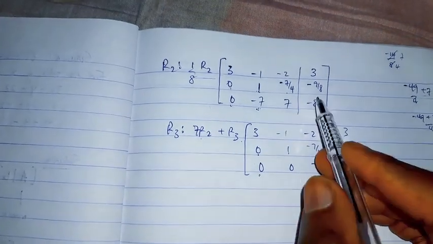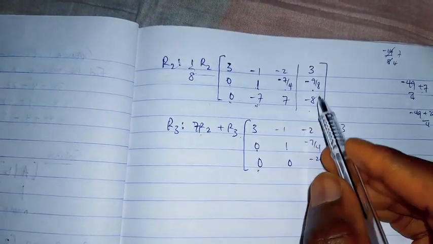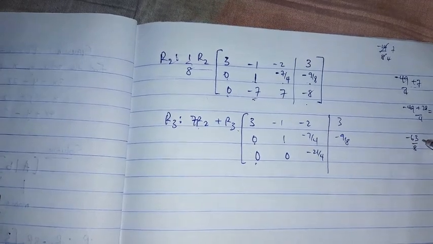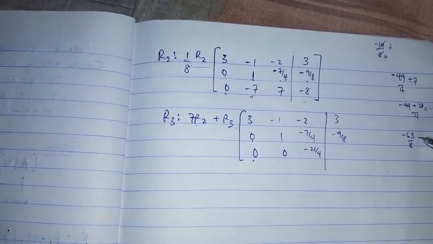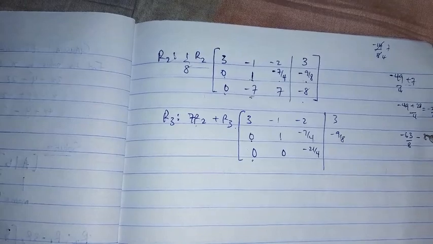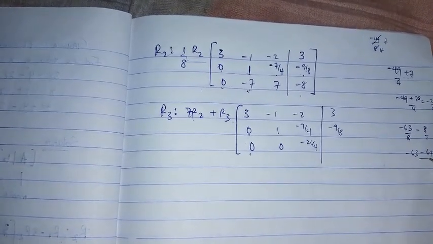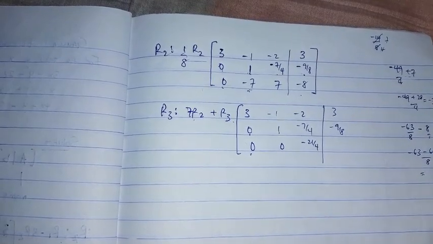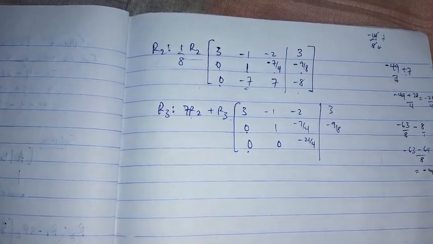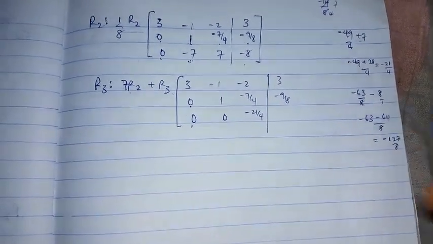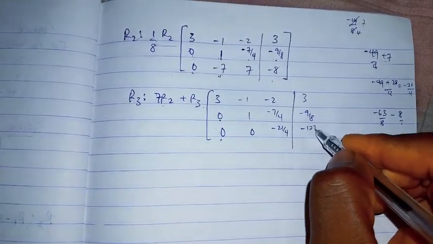Finally, 7 times this plus this. 7 times this is what? Minus 63 over 8 plus minus 8. That's like minus 8 over 1. So that's minus 63 minus 64 over 8. And that's minus 127 over 8, if you solve very well. So this is minus 127 over 8.